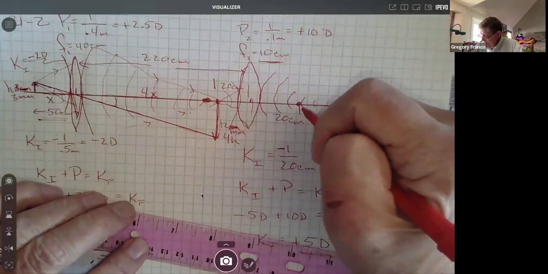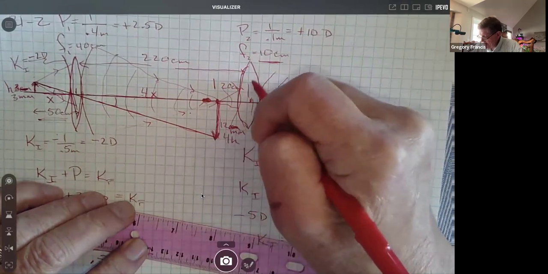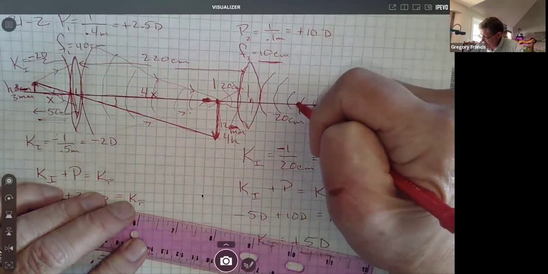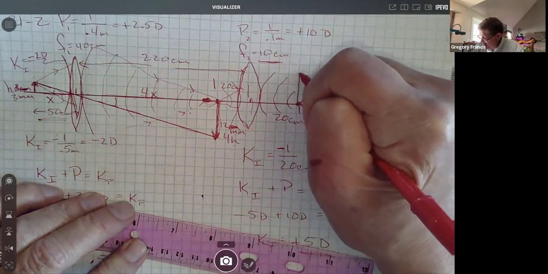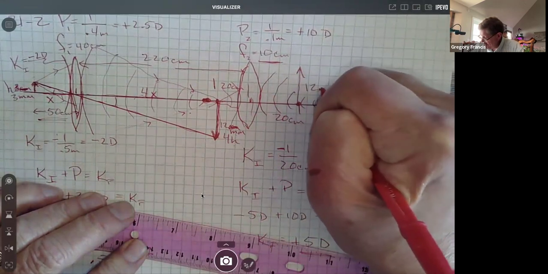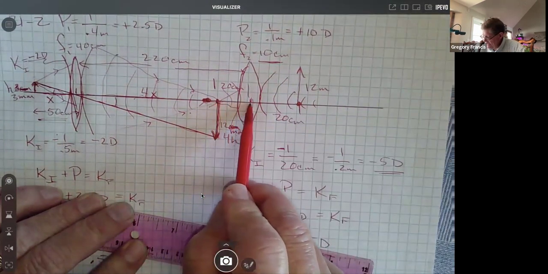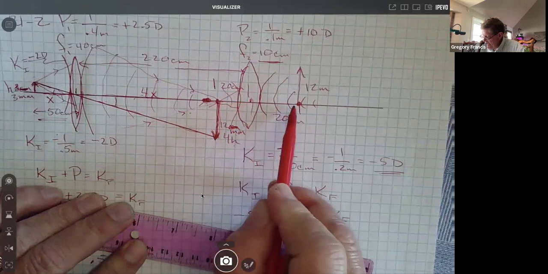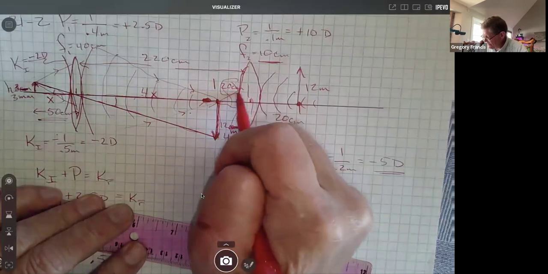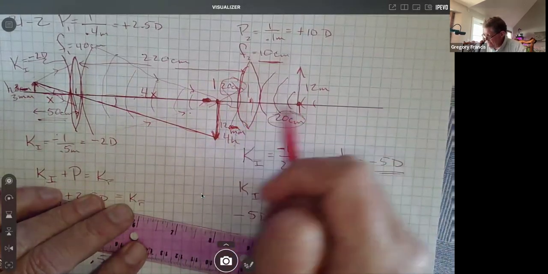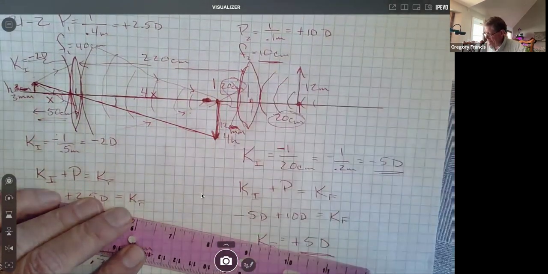Now, on the other hand, this real image is now the object in this second lens, causing a real image over here. And it is going to be 12 millimeters tall. And I know that because the distance on this side to the lens is 20 centimeters, and the side on this side is 20 centimeters. And so since the distances are the same, even though I haven't drawn it to scale, this is going to be the same size as that.